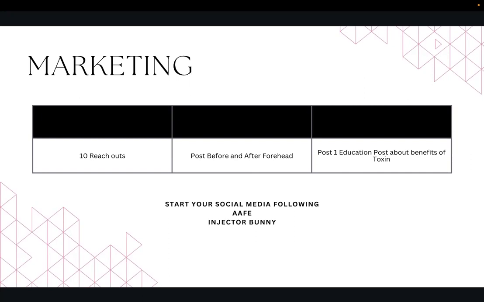Then the second one is going to be Injector Bunny. Now, she does a lot more advanced techniques, but I think it's great for you to be exposed just to kind of see what else is out there. Now, AAFE does not do any type of liquid rhinoplasties. They're very against it, but I think Injector Bunny, I think she actually does.